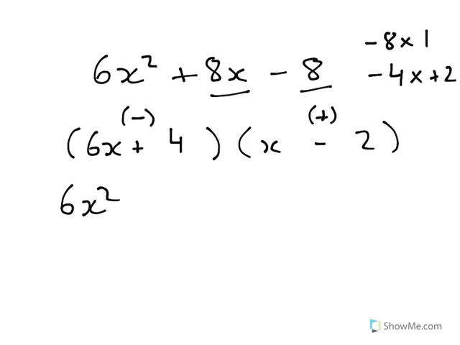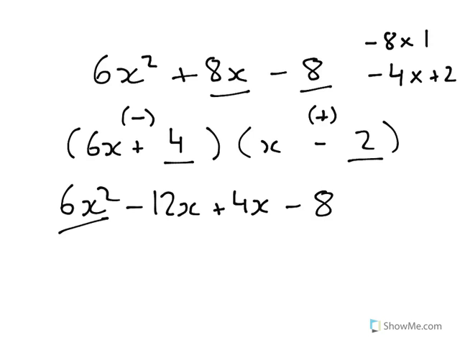6x times minus 2 giving us minus 12x. 4x times x giving us plus 4x. And plus 4 times minus 2 giving us the minus 8 that we want. So we've got the right one in the beginning, we've got the right one at the end. Let's hope that minus 12x plus 4x is going to give us plus 8x, which it isn't. So it's going to give us instead minus 8x. So we can see here that we've just got our signs the wrong way around.